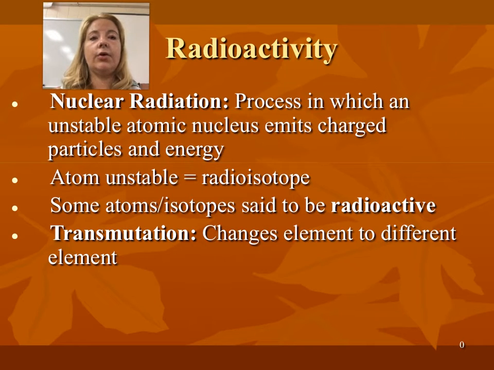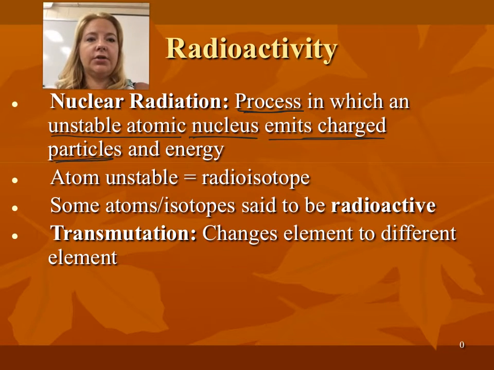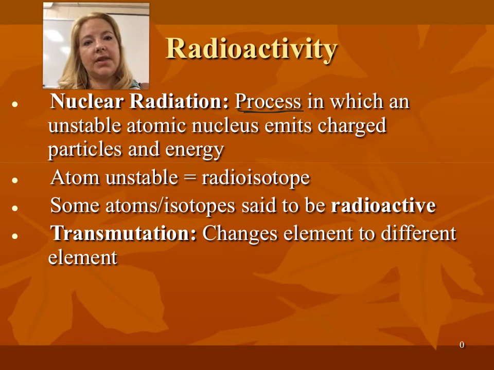Okay, for this video, we're going to focus on beta decay. So first, just a quick recap of radioactivity. Nuclear radiation, the basic definition of it, is a process where we have an unstable nucleus emitting charged particles and energy. Now, with alpha decay versus beta decay, we have a different kind of particle that gets released, and so that's why we're going to go over both of them.